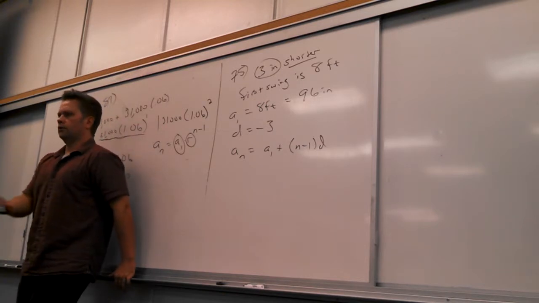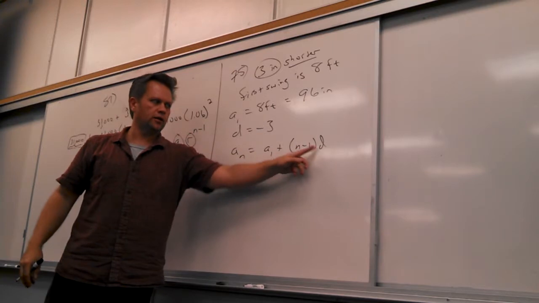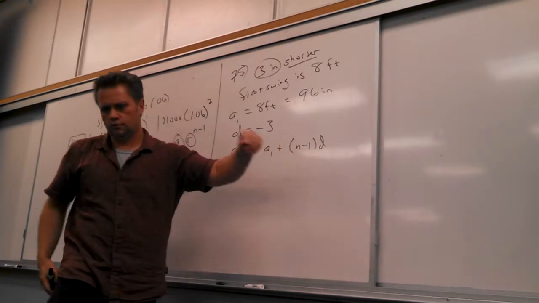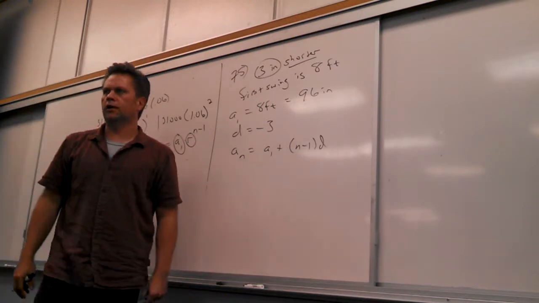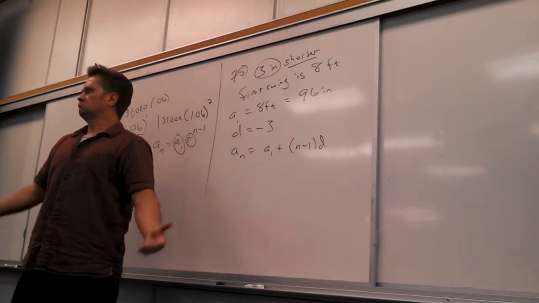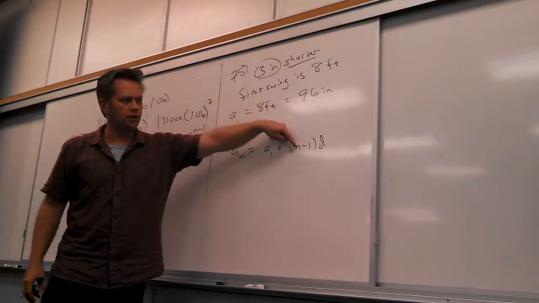You don't have to memorize that. You have it on your formula sheet, but I know that's true. I start somewhere and I add so many steps. All right, and it asks me, find the length of the 12th swing. So now I just got to plug and chug. I know what A1 is, I know what D is, and I know N is 12.